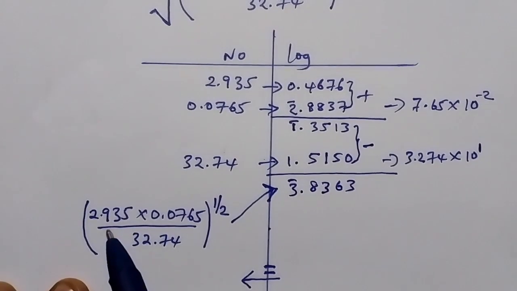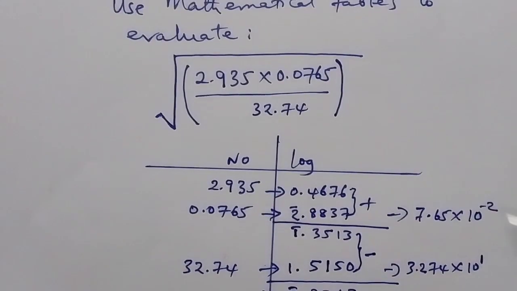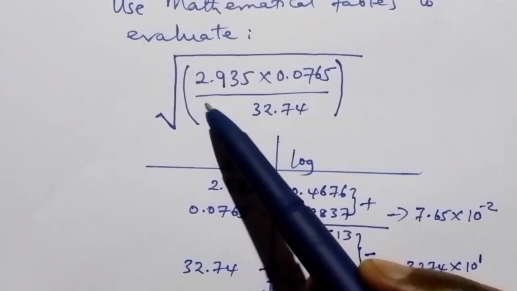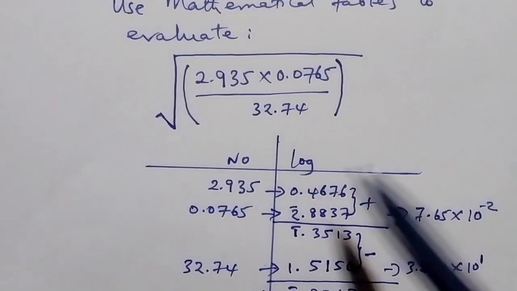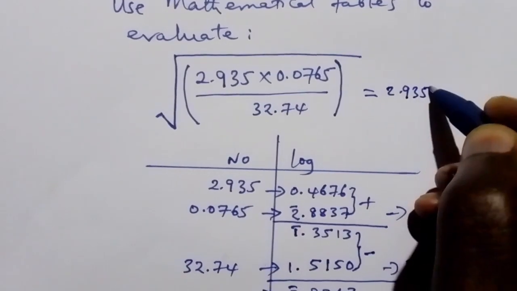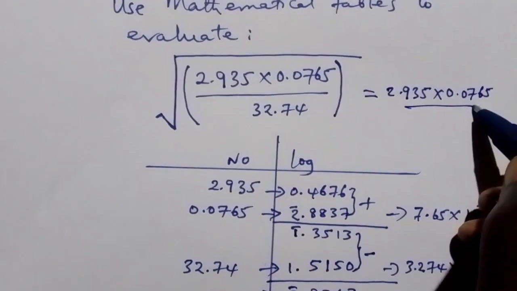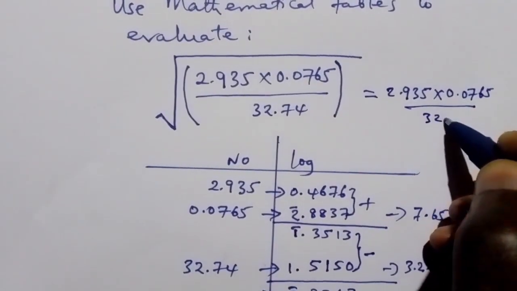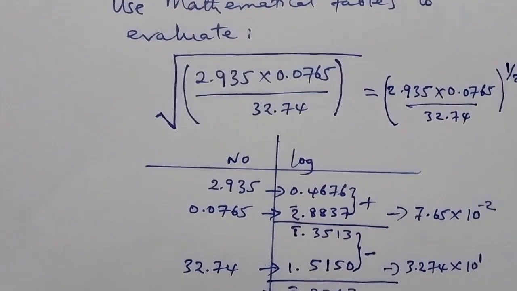And now we want to find 2.935 times 0.0765 divided by 32.74, and this expression here, the square root of 2.935 times 0.0765 over 32.74, can be written as 2.935 times 0.0765 over 32.74 in brackets, power a half.